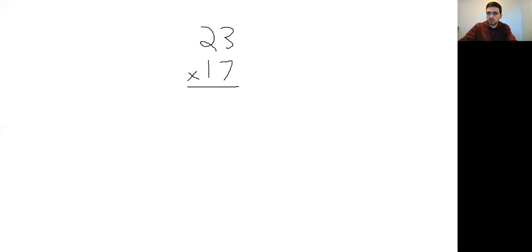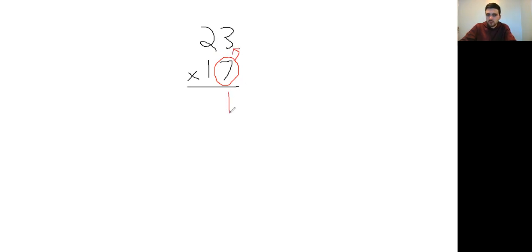The first step, once we've got a vertical problem, is to deal with the ones column on the bottom number, in this case, the 7. This 7 needs to be multiplied by the ones column and the tens column. It's got to multiply by every digit in the top number, so the 3 and the 2. Okay, so first we're going to do 7 times 3. 7 times 3 is 21.